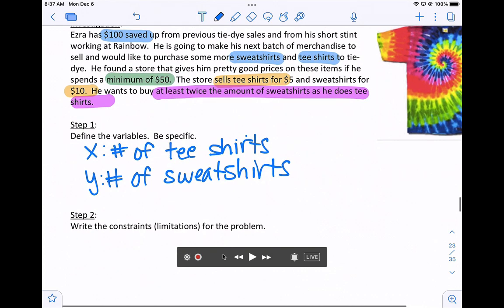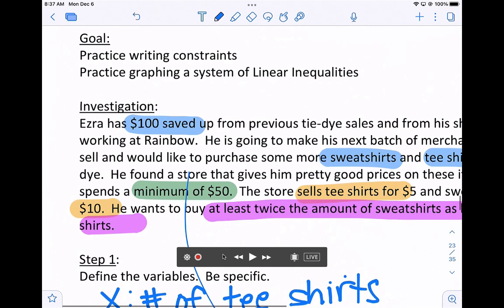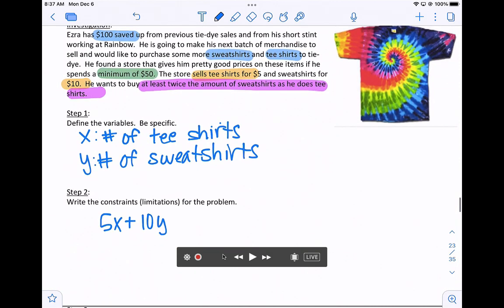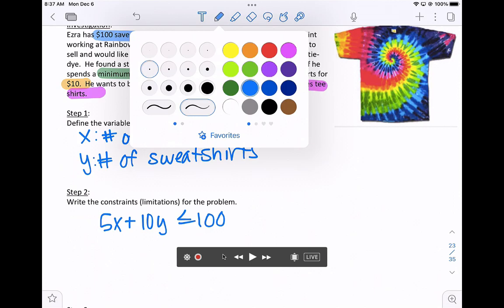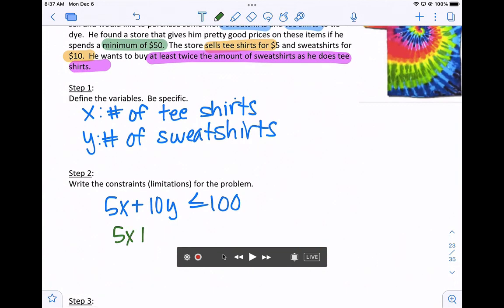The reason I wanted to keep it in the same order, again, it doesn't really matter, is because it just says t-shirts here for $5, and then sweatshirts for $10. And he can only spend at most $100 because it's all the money he has. So the amount that he spends is less than or equal to $100. But he has to spend at least $50. So the amount he spends, 5x plus 10y, should be greater than or equal to 50.